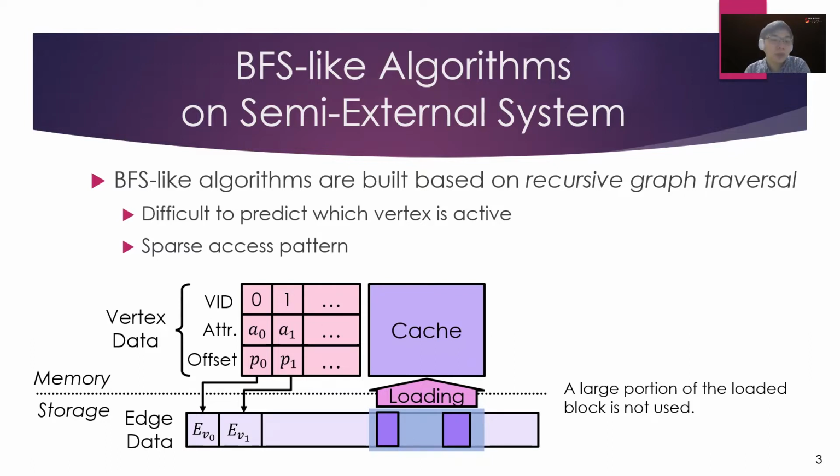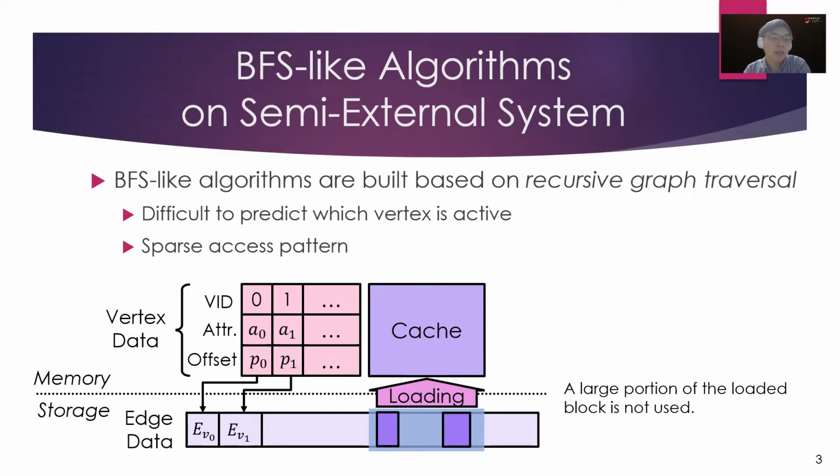Moreover, due to the irregular structure of natural graphs, it's challenging to predict which vertex is active. Therefore, the access pattern to the edge data is often sparse and random. The figure below shows an example of running BFS on a semi-external graph system, where all the active edges are loaded into the cache to be processed by the graph algorithm.